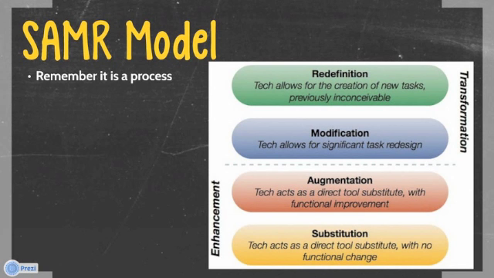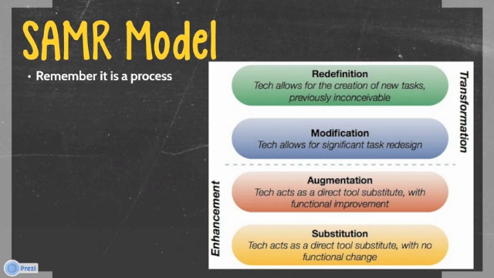And that is the very basic level of the SAMR model, where you're just substituting the tech as a direct substitution for what you would have done. And that's okay. And remember, it is a process, so you have to kind of figure out where you are feeling the most comfortable. The next step is augmentation, where the tech acts as a direct tool or a substitute with a little bit of functional improvement.